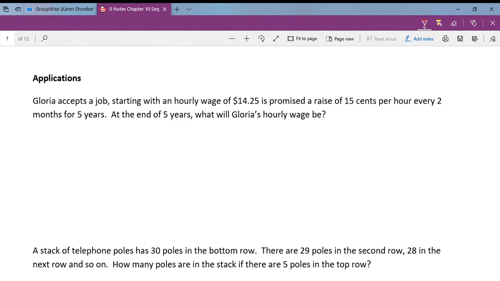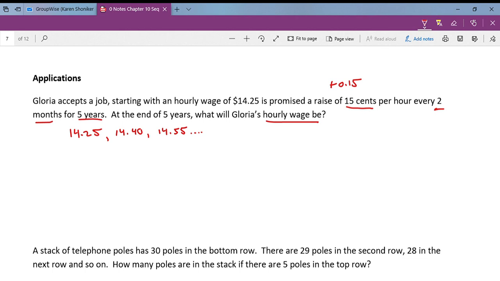So Gloria accepts a job starting with an hourly wage of $14.25. She is promised a raise of 15 cents. So she's going to increase by 15 cents per hour every 2 months for 5 years. At the end of 5 years, what will her hourly wage be? So after the first 2 months, she's going to be making $14.40. After another 2 months, she's going to be making $14.55. So we know that we can find this using an arithmetic sequence.